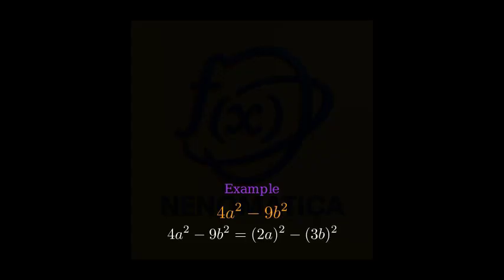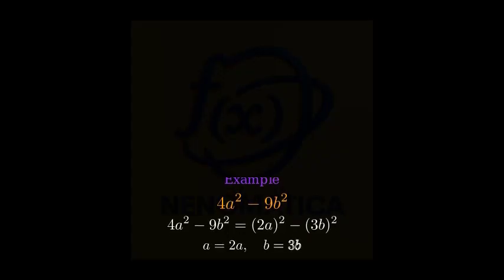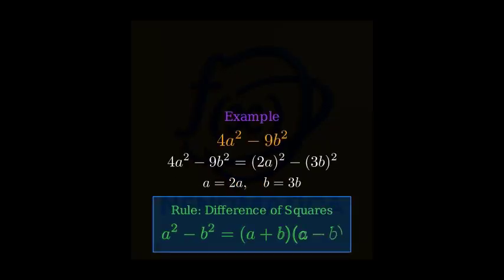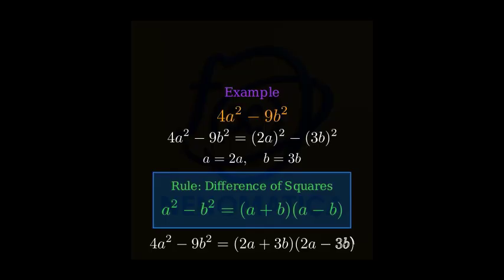Now, let's look at some examples to better understand how to apply this formula. Our first example is 4a squared minus 9b squared. First, we need to identify what a and b are in this expression. We can rewrite this as the square of 2a minus the square of 3b. So a equals 2a and b equals 3b. Applying our formula, we get 2a plus 3b times 2a minus 3b.